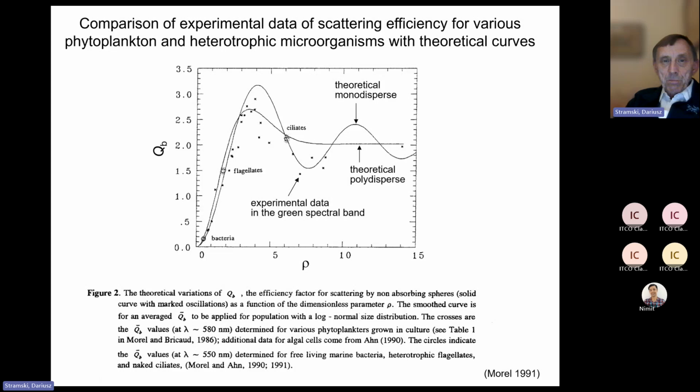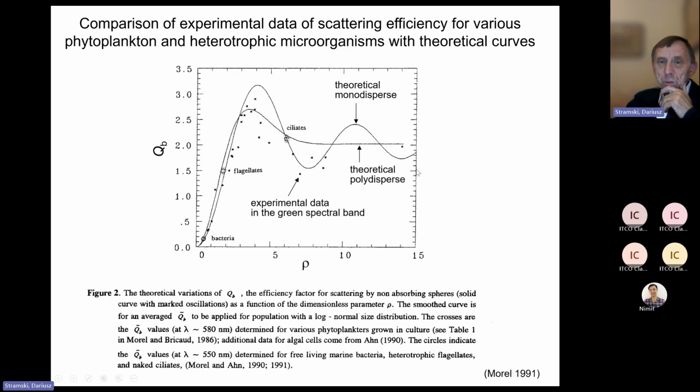And here is an example that demonstrates experimental data of scattering efficiency, again derived from laboratory experiments for phytoplankton and heterotrophic microorganisms. We are showing these experimental data again for a single wavelength, either 580 nanometers or 550 nanometers. There are non-pigmented types of particles, heterotrophic bacteria, flagellates, ciliates, and all other data points were for different phytoplankton species.